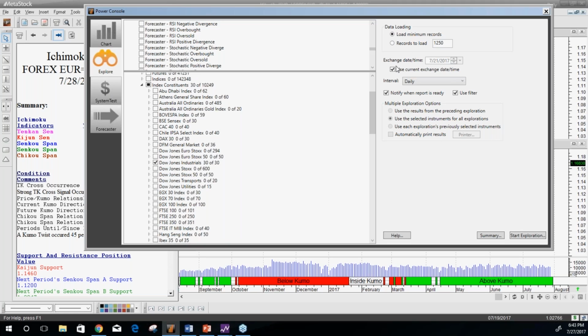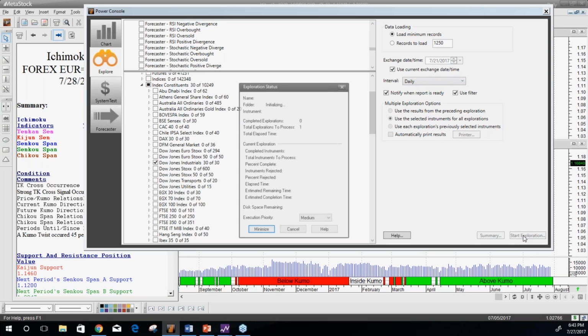I'll explain the score in a second. How did that pan out? It allows you to go back in time. But for now, we're going to use the current exchange and time. We're going to scan this on daily, but you can set that to whatever you want as well. Now I'm just going to click start exploration right here.